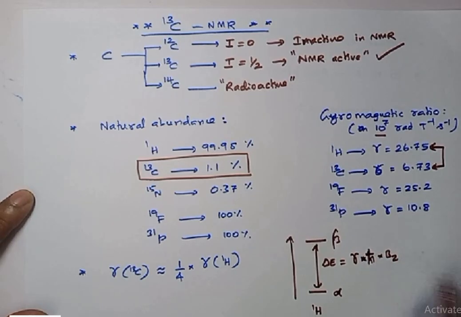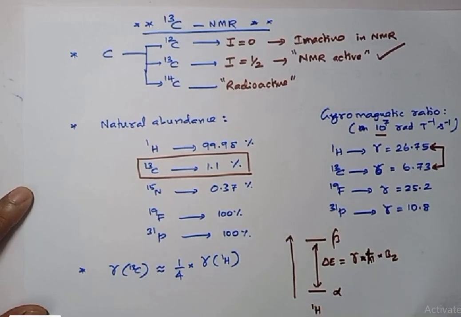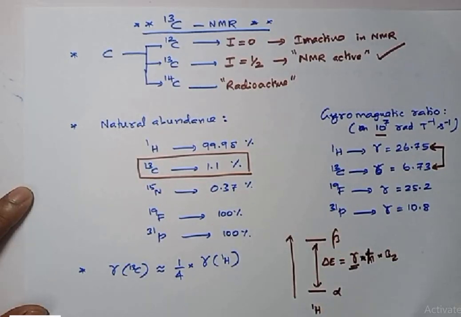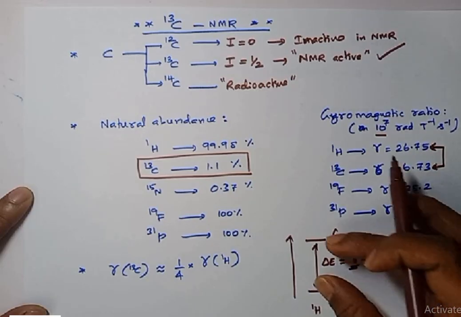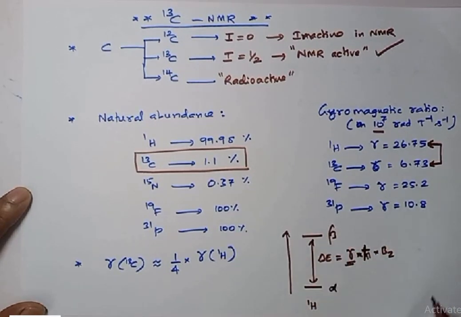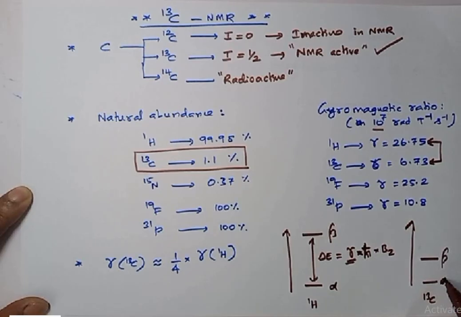Now, if I apply the same magnetic field for the proton nucleus and the C13 nucleus, the gap depends on the value of gamma. In the case of the proton nucleus, the gamma value is large, so this gap is also large. Whereas in the case of the C13 nucleus, even if I apply the same magnetic field, since the gamma value is small for C13, the gap between the alpha state and beta state is reduced.